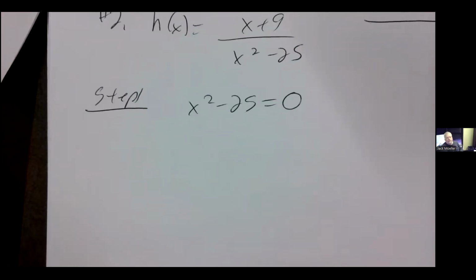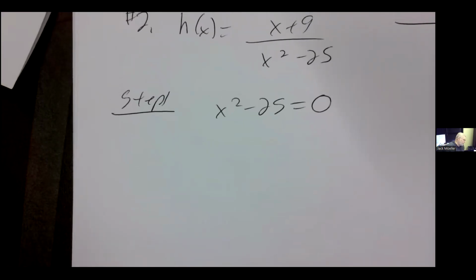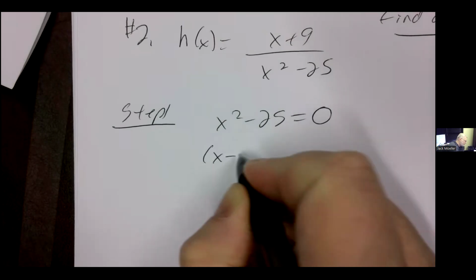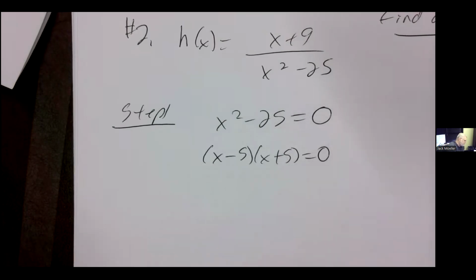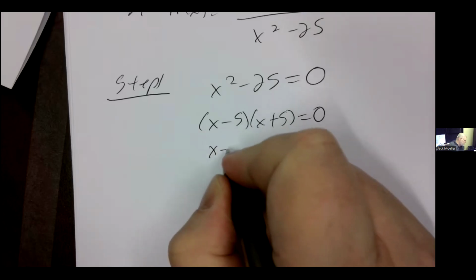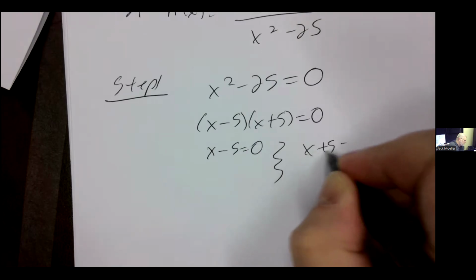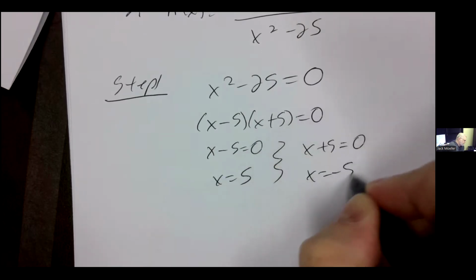Okay, so how are you going to solve that? Well, the preferred way would be to do it by factoring, because this is a difference of squares. So that's just x plus 5, x minus 5 equal to 0. And so we just set each of those equal to 0. We get x equals 5, we get x equals negative 5.